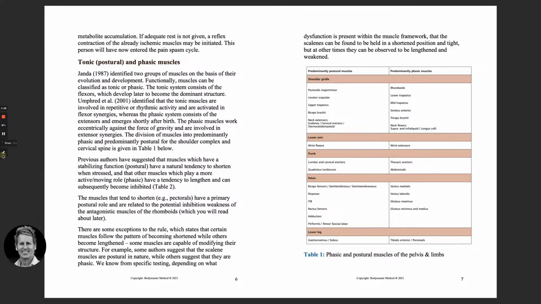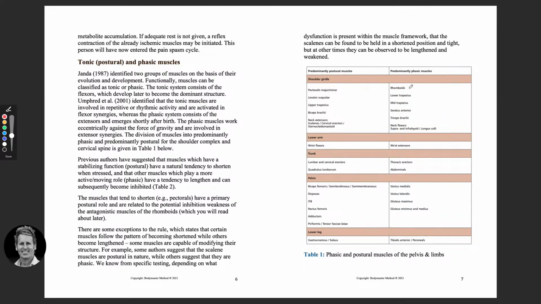Now, the guy I mentioned, Vladimir Janda, he died sadly in 2002. He had a concept about what he known as the tonic or postural muscles, and the muscles known as phasic. Now you can see here, there are some pictures further on, but we've got predominantly postural muscles and predominantly phasic muscles. So when I look at the tables shortly, on this left-hand side, you can see these particular muscles, like the pectoralis major, minor, levator, trapezius. They relate to position, like the postural muscles, and they have a tendency to shorten and become tight. And the phasic muscles, which are predominantly related to movements, tend to become lengthened and weakened.